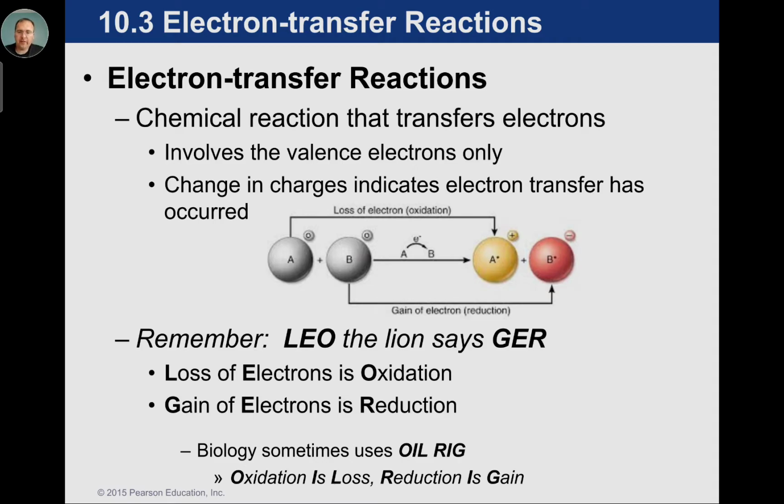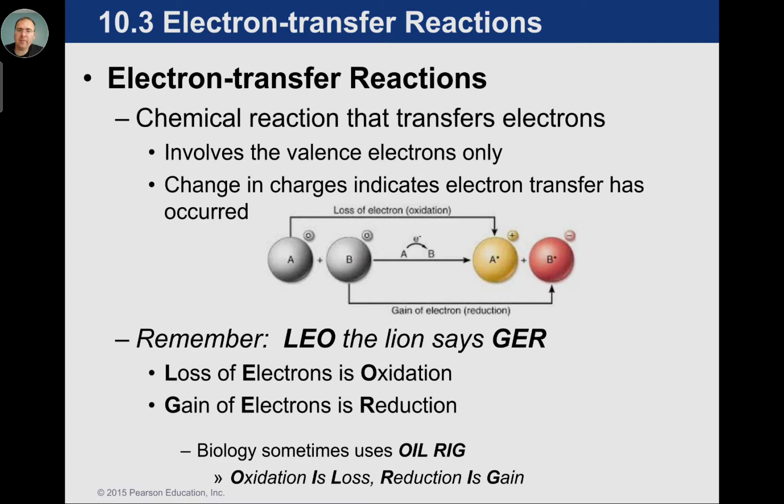A fun way to remember this is Leo, the lion, says GER. So this Leo-GER process is the easiest way to remember the definitions we're going to use for a majority of our homework. If you think of Leo, L stands for loss, E stands for electrons, O stands for oxidation. So losing electrons is oxidation of your atom. Gaining electrons is reduction. So reduction is going to make you negative, oxidation is going to make you positive.